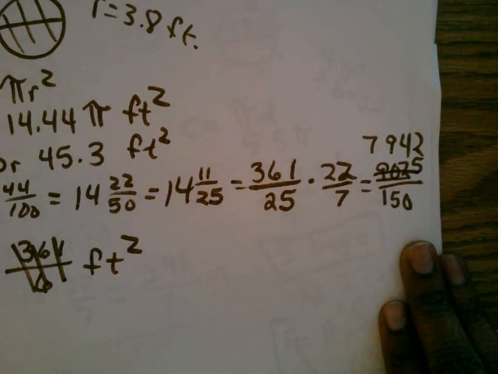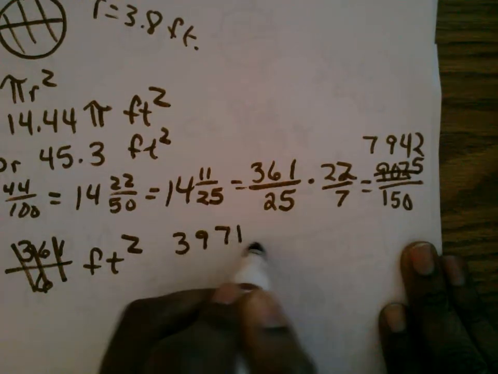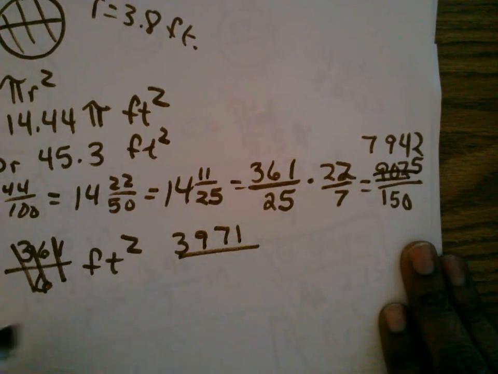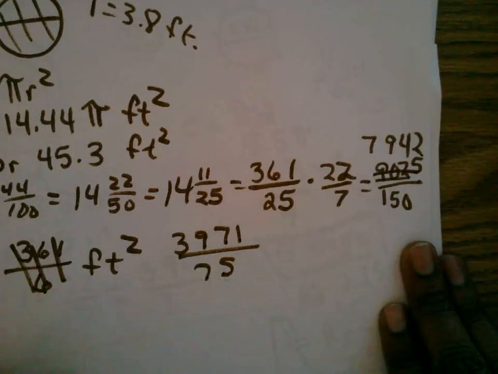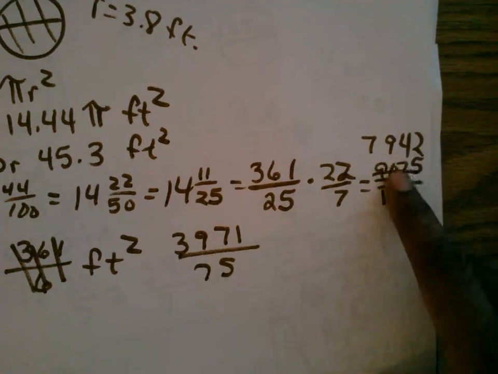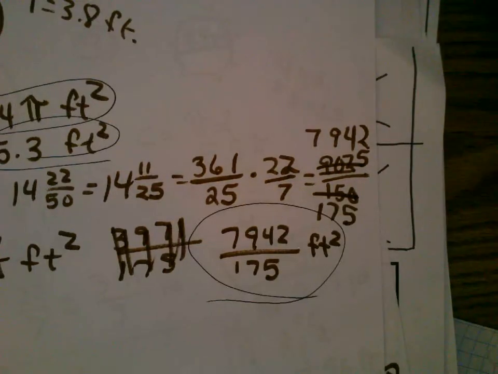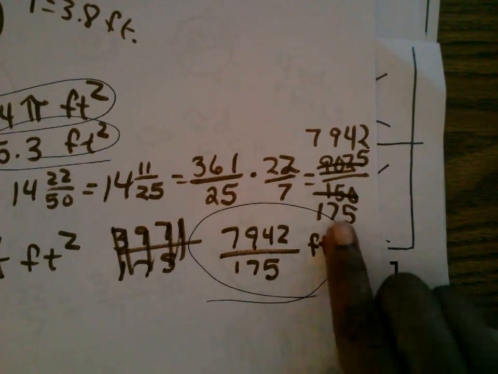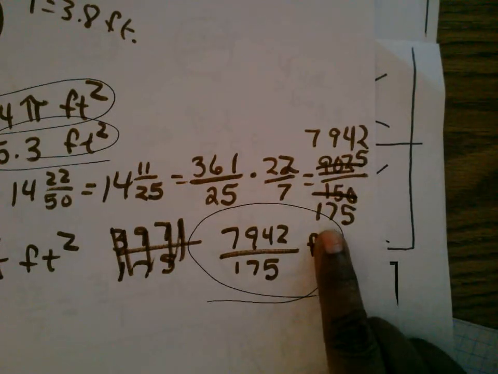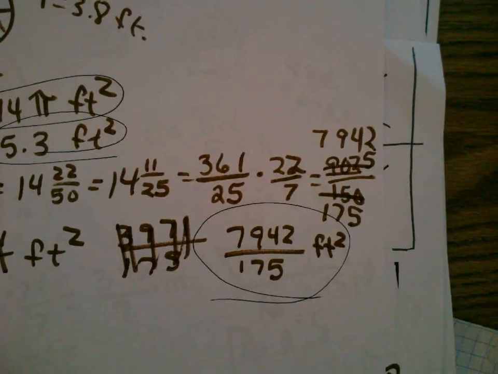7942 and 150 can both be divided by 2. 3971 over 75. Is that what y'all have? No. It's still wrong. What happened? Okay, so what did I do wrong right here? Okay, so I had some mistakes. It's 7942 over 175, and we can leave it like that. Let's move on to number 15.